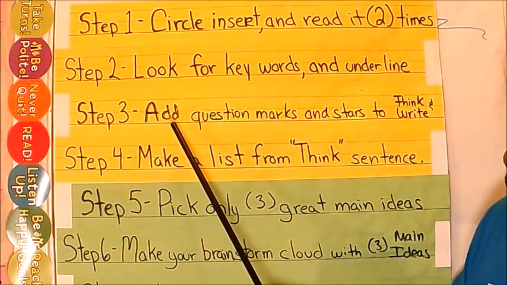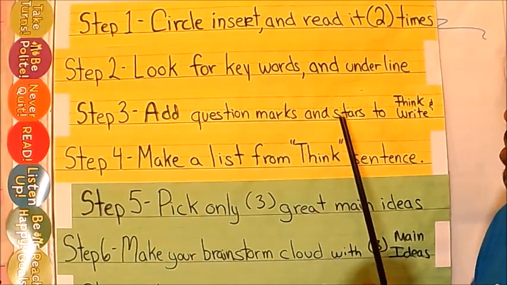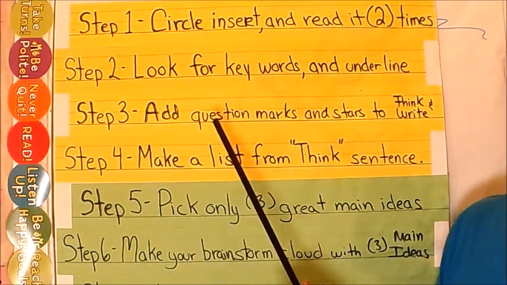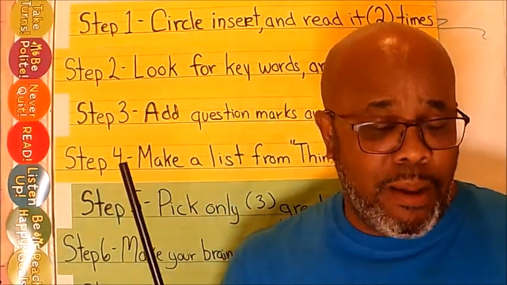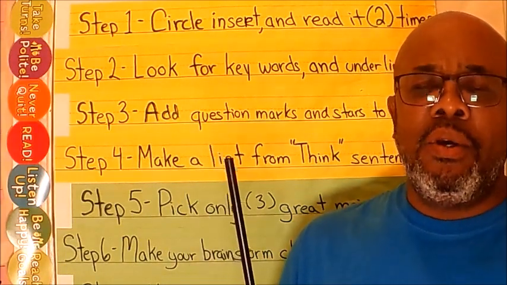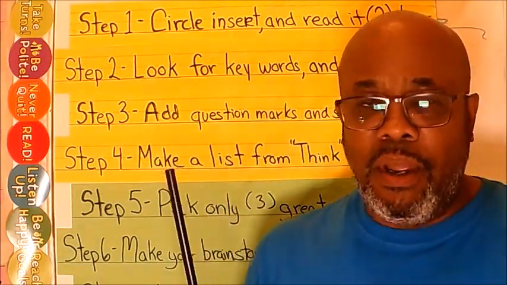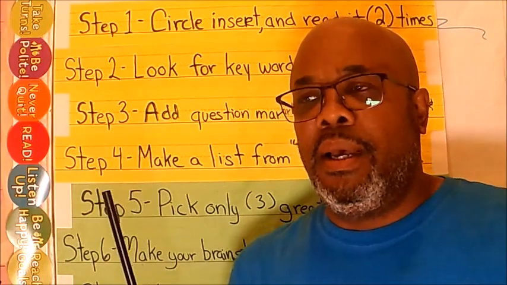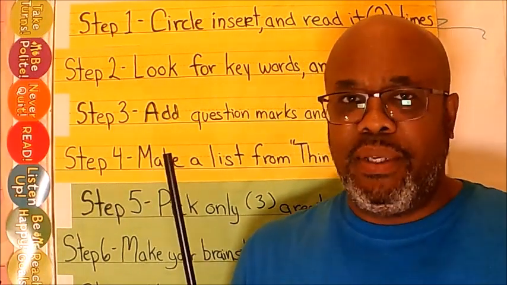Next, we're going to add some question marks and some stars to the think and write part of the writing prompt, just so we're not confused, so we know what we're writing about and we know what we're thinking about. A lot of kids fall off on that particular skill.